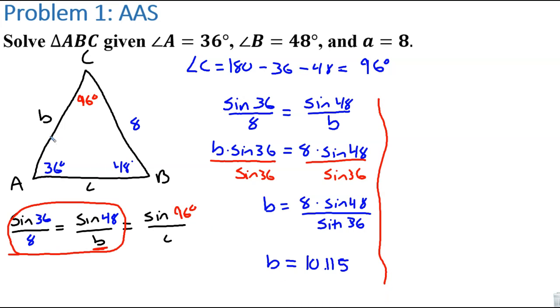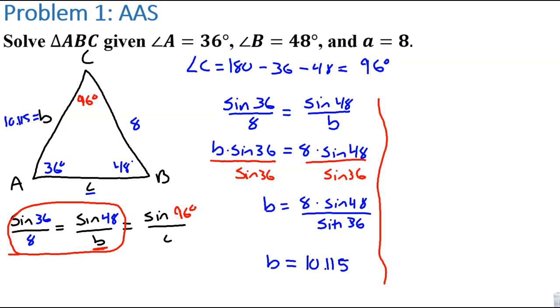Now I still want to find, so I've got B, we just said is 10.115. I still want to figure out what this C is equal to, so I can do the same thing. Now at this point, since I know my B, I could set up sine B over B equals sine C over C. But I want to avoid that because we're rounding this B, so that's going to throw my answer off a little bit. Also, if I made a mistake with the B, as long as I don't use it to find C, I could still find C correctly.